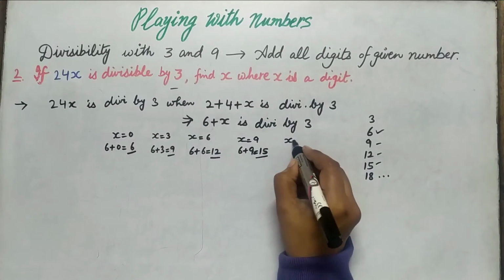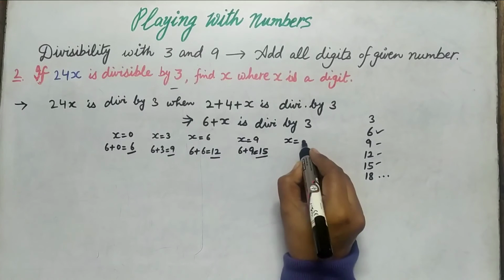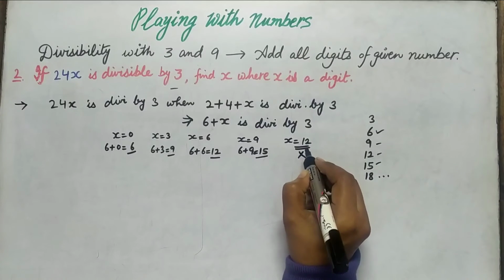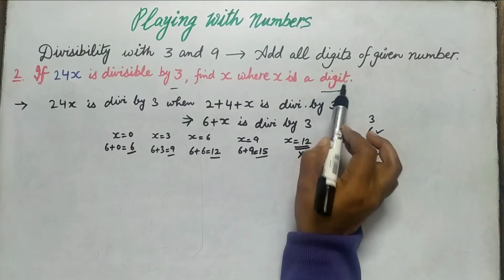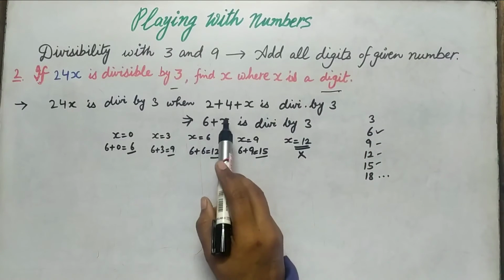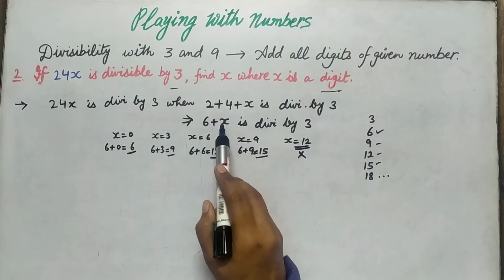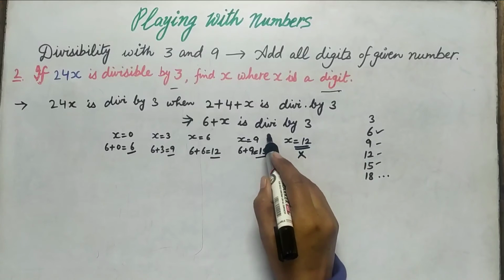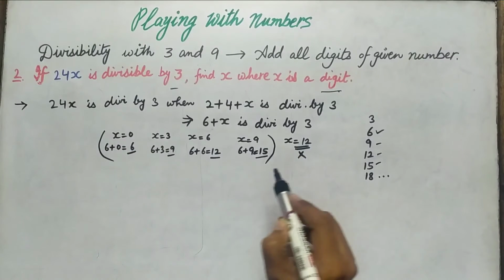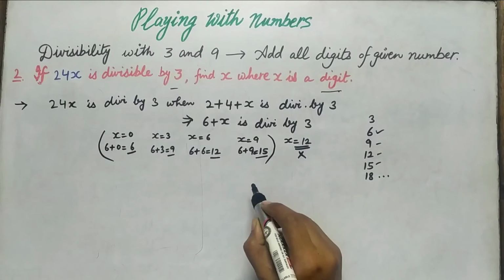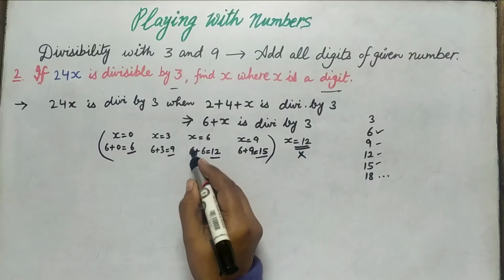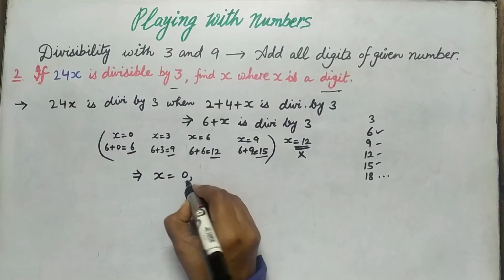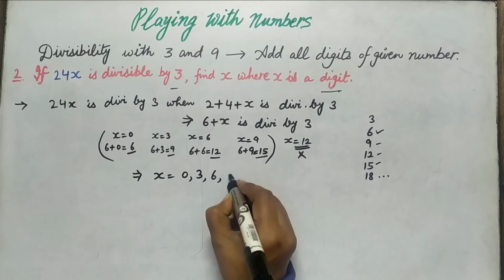Next we put x is equal to the jump of 3, 12. Can we put this? No, because it is not a one-digit number. The condition is that this x can have only the values between 0 and 9. Therefore, up to this much, all these values are correct. We need not proceed further and we have our answer. This gives x is equal to 0, 3, 6, 9.